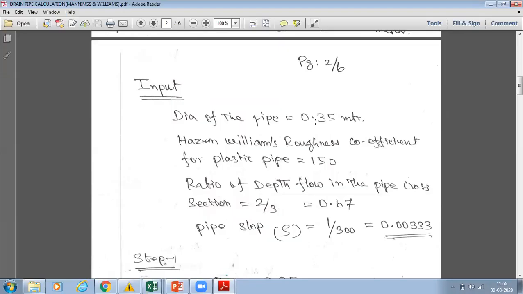Now we are not getting the pipe size directly in this formula. We have to calculate all the pipe sizes available in the market, from 75 mm to some 600 mm, and put them into one tabulation. Then you can easily make the pipe size in the drawing.